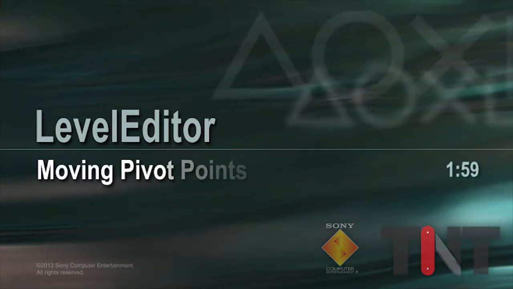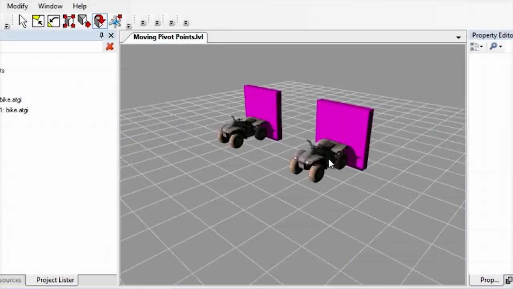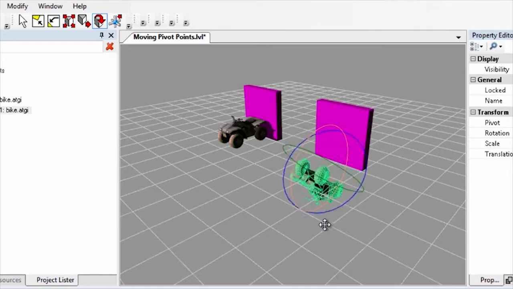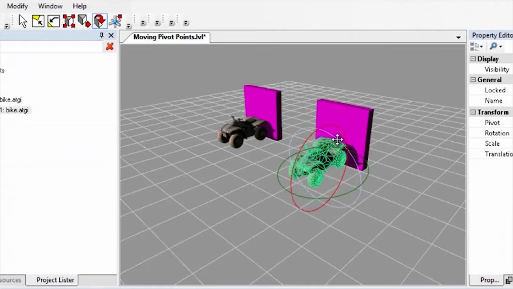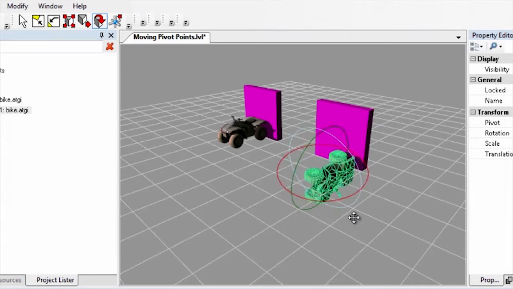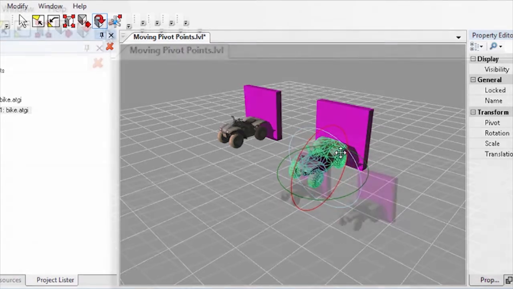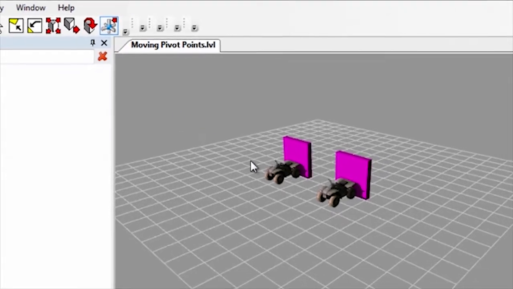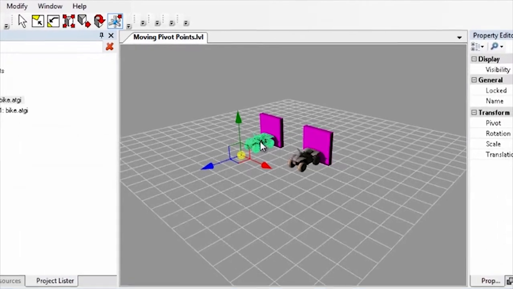Moving pivot points. Scalings and rotations occur around a fixed point called the object's pivot point. By default, an object's pivot point is at the origin for that object. If you use the pivot manipulator to reposition the pivot point, you can change how scalings and rotation occur.